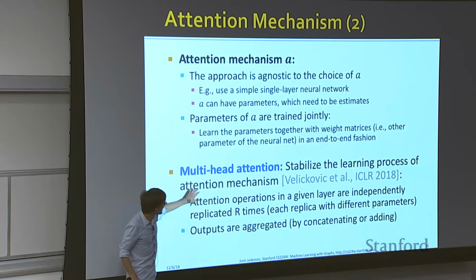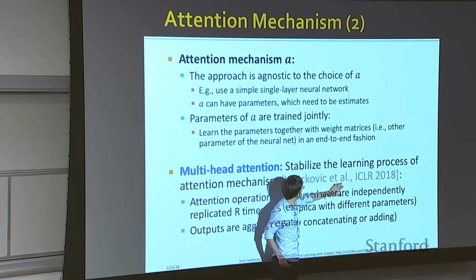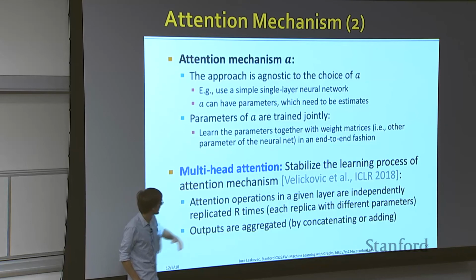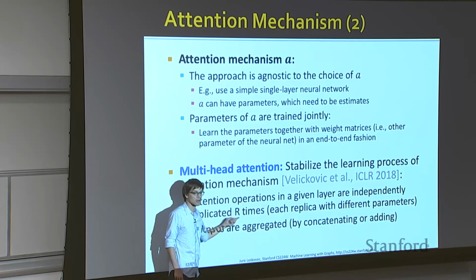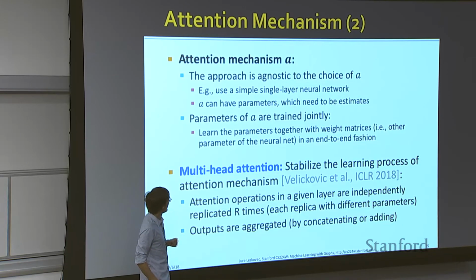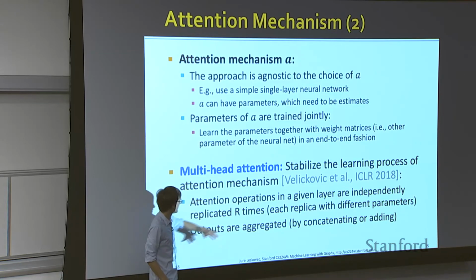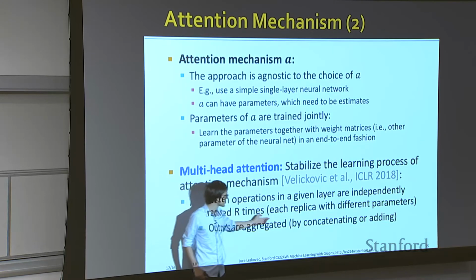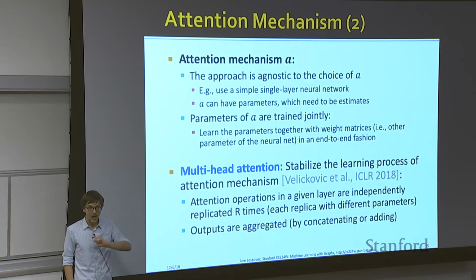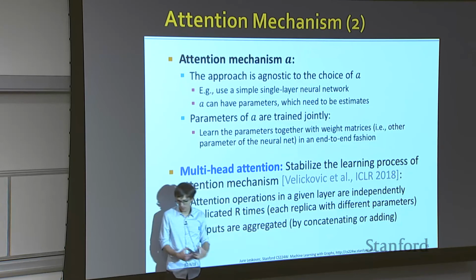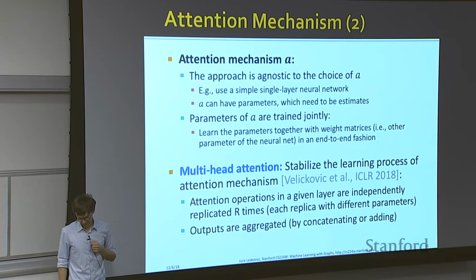And for example, the paper from ICLR last year by Velickovic showed that you can even do multi-head attention, where for every edge, you learn R different weights and then attend over all these R weights at the same time. Essentially, to stabilize the learning process of the attention mechanism, attention operations in a given layer are independently replicated R times. So we are learning capital R different attention weights for each edge, and then the outputs are aggregated or concatenated across these R different functions.